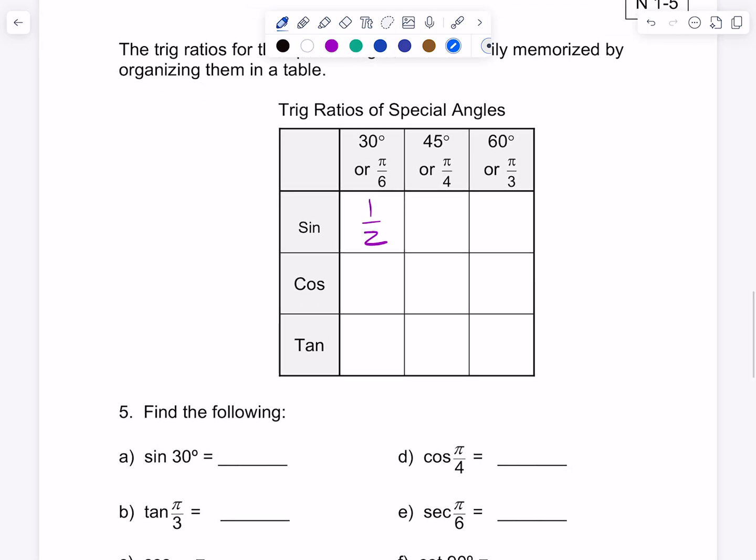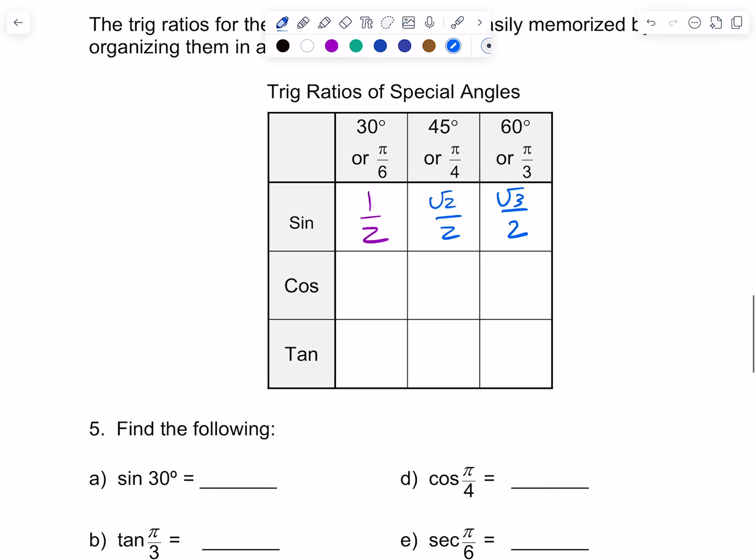What was sine at 45? Radical 2 over 2. Sine at 60 was radical 3 over 2. Cosine, radical 3 over 2. This is going to be backwards this time. And it's going to be 1 over 2.